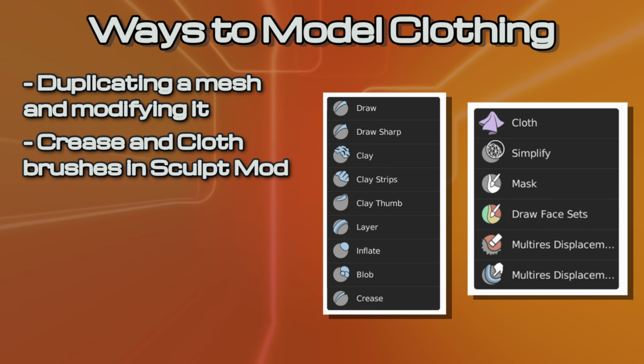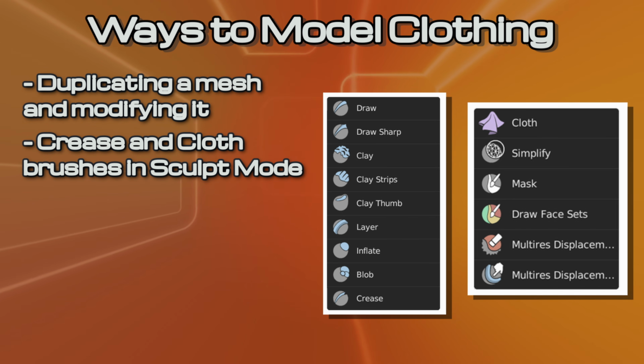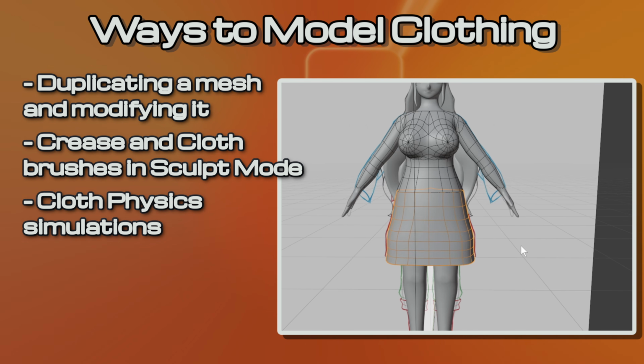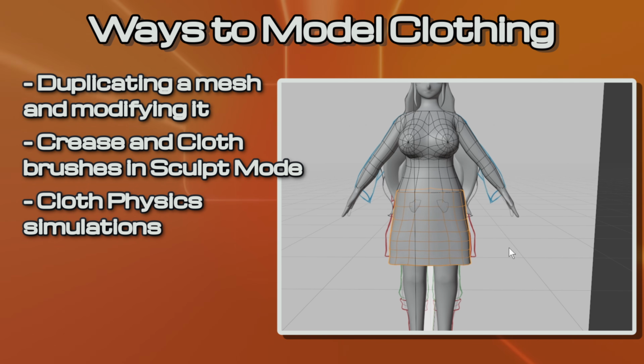For the more artistically inclined, you can also use the crease and cloth brushes in sculpt mode to make folds. You can also leverage Blender's cloth physics simulations to get a more physically accurate cloth, but it's not always going to be necessary.